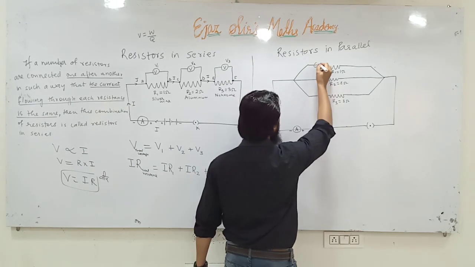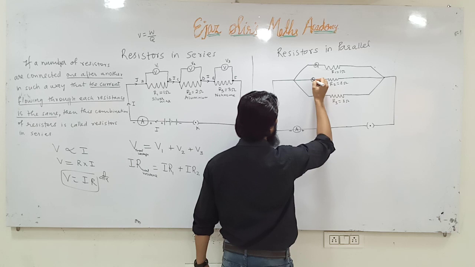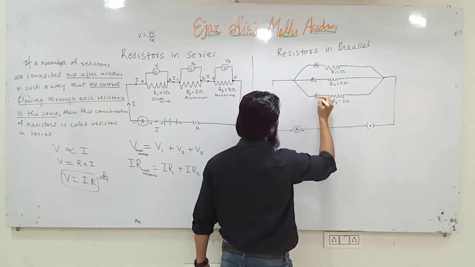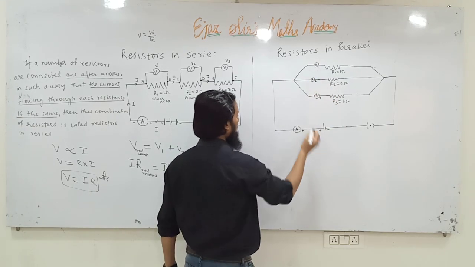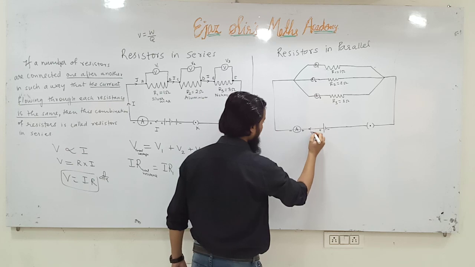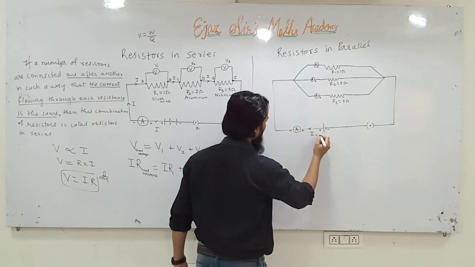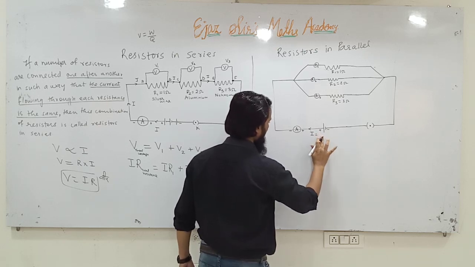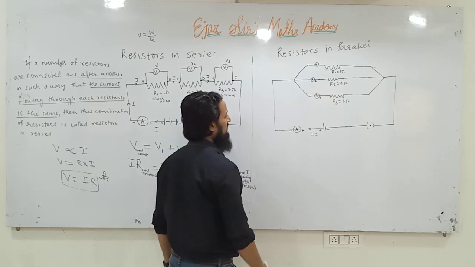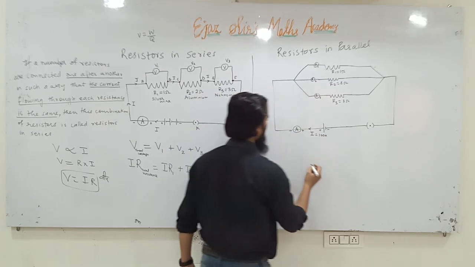Here I am connecting one small ammeter which is called A1, a second ammeter which is called A2, and a third small ammeter which is called A3. I have connected 3 ammeters. Why? Because the current coming from the battery cell is I, and let us suppose the total current is 100 amperes.